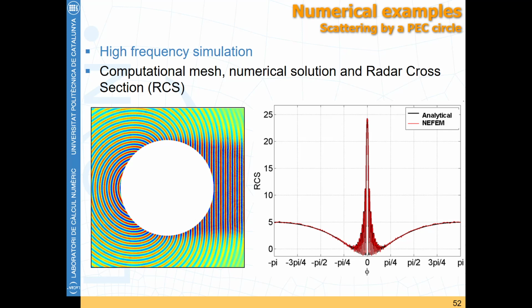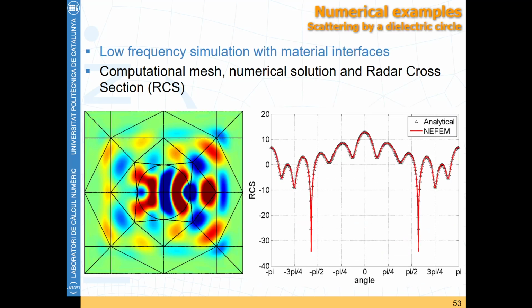And then you can do that in 2D. You can do it also when you have not a perfect conductor, but some interface between two different materials, and there's also an analytical solution for that. And for these wavelengths, you see that with very few elements, you are able to capture the radar cross section. It's a way of verifying the numerical solution.